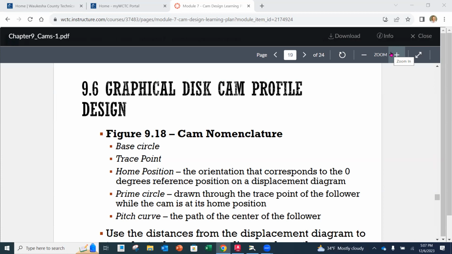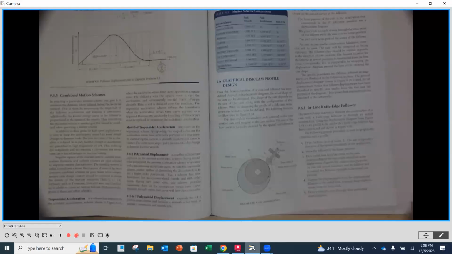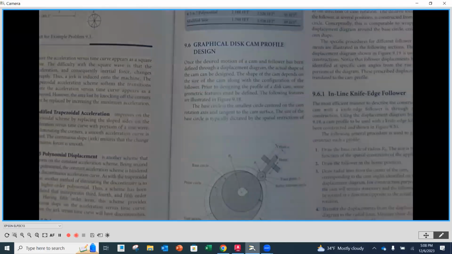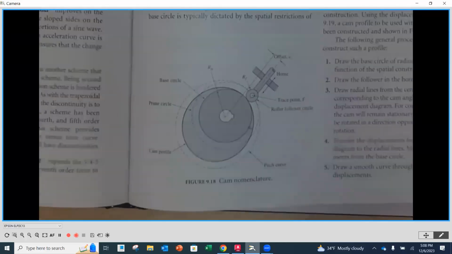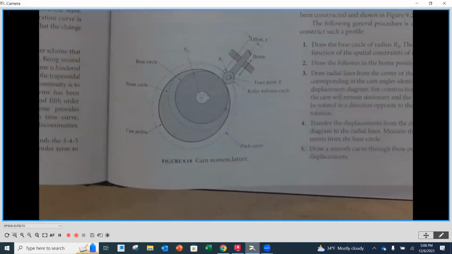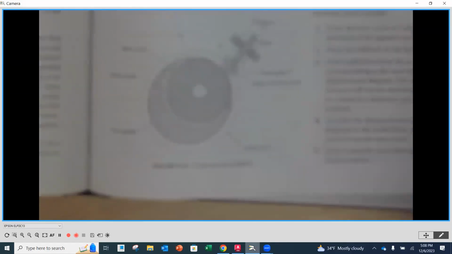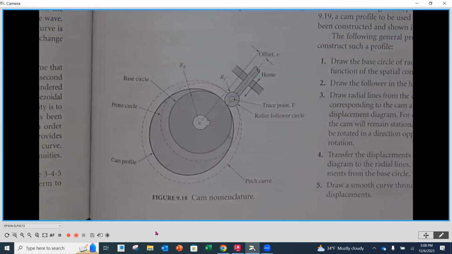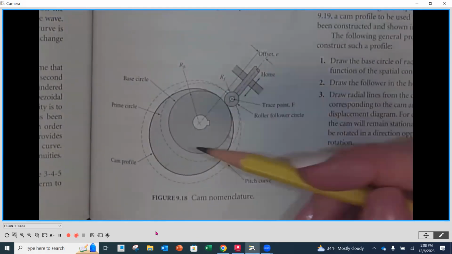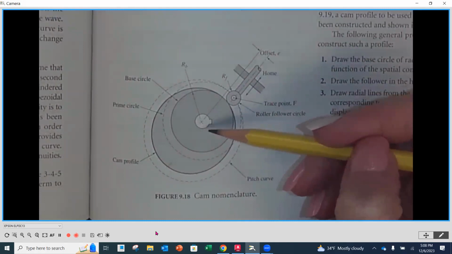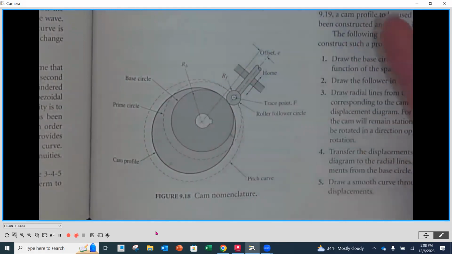Okay, so we're going to look at section 9.6, and that starts on page 237 in our book. And we're going to start first with cam nomenclature or vocabulary, if you would. So Figure 9-18 is what we're going to focus on here. As we look down at the bottom of that first column where we see the diagram of our cam, it is rotating about its center, where the shaft would come through.